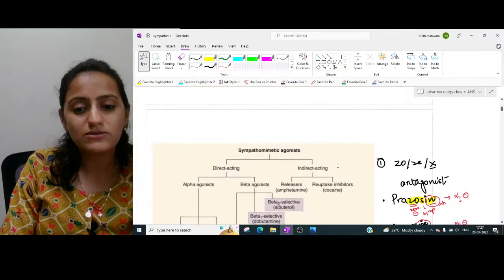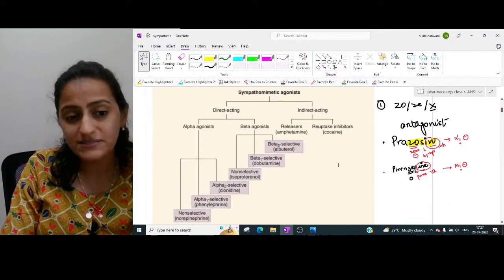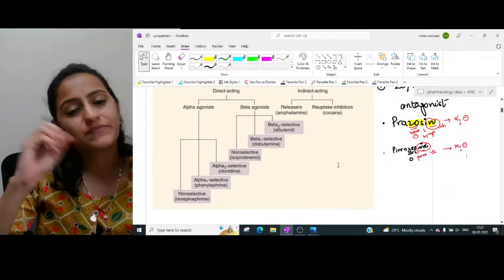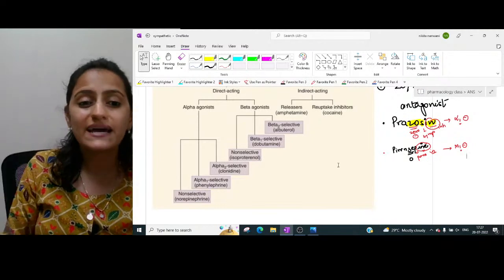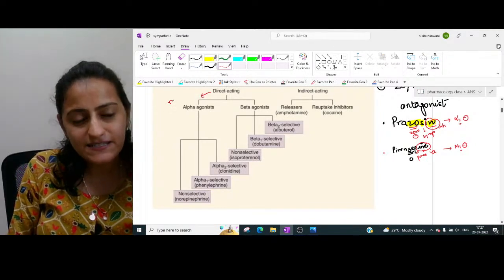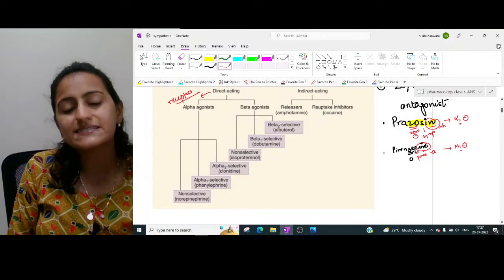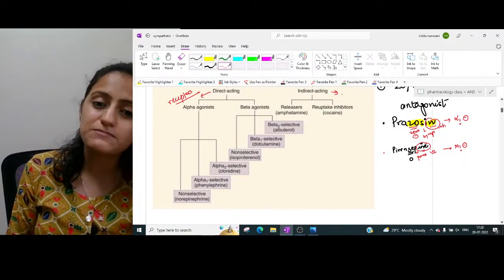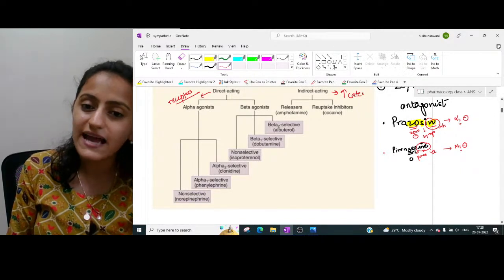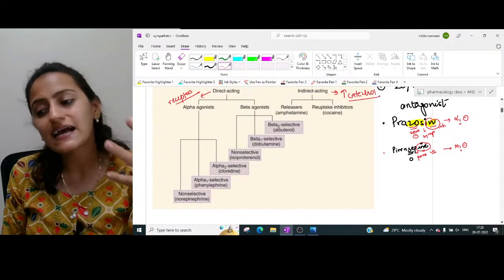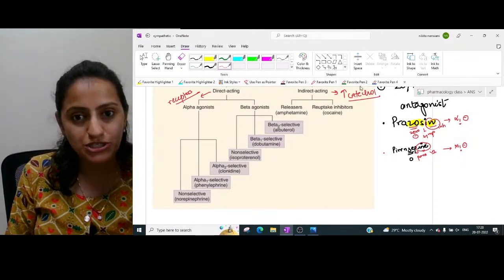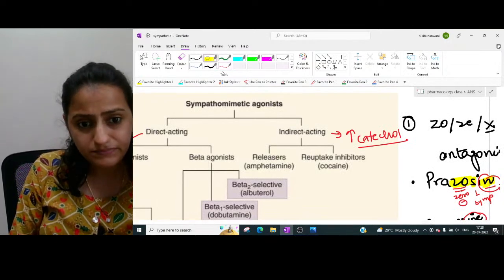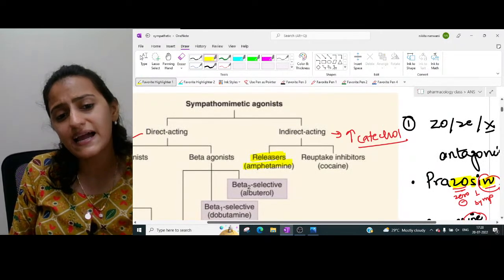Let's talk about the sympathomimetic agents first. Like the cholinergic drugs, we have direct acting and indirect acting. Direct acting is the one which acts on the receptors directly. Indirect acting means it is not acting on the receptors but indirectly, by increasing the catecholamine levels, it acts as an indirect sympathomimetic agent. Among the important examples of indirect agents, amphetamine basically acts by releasing the norepinephrine.